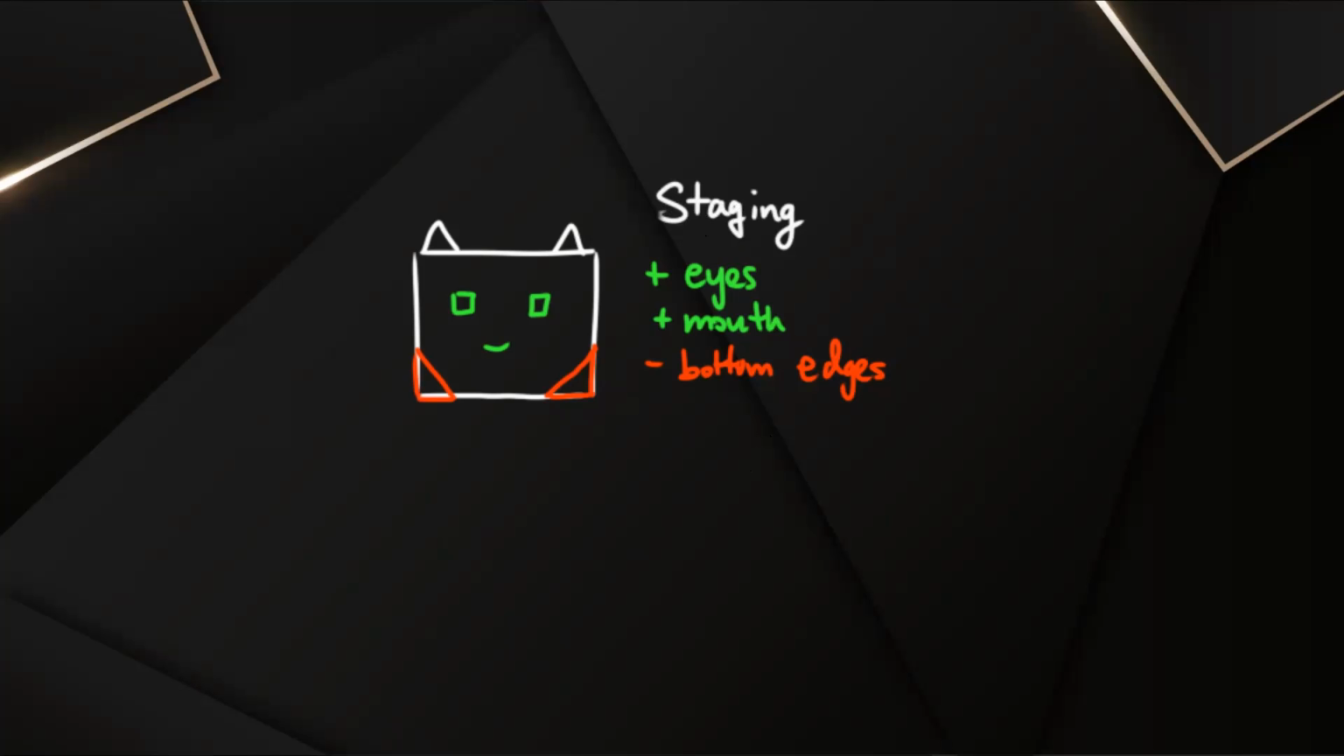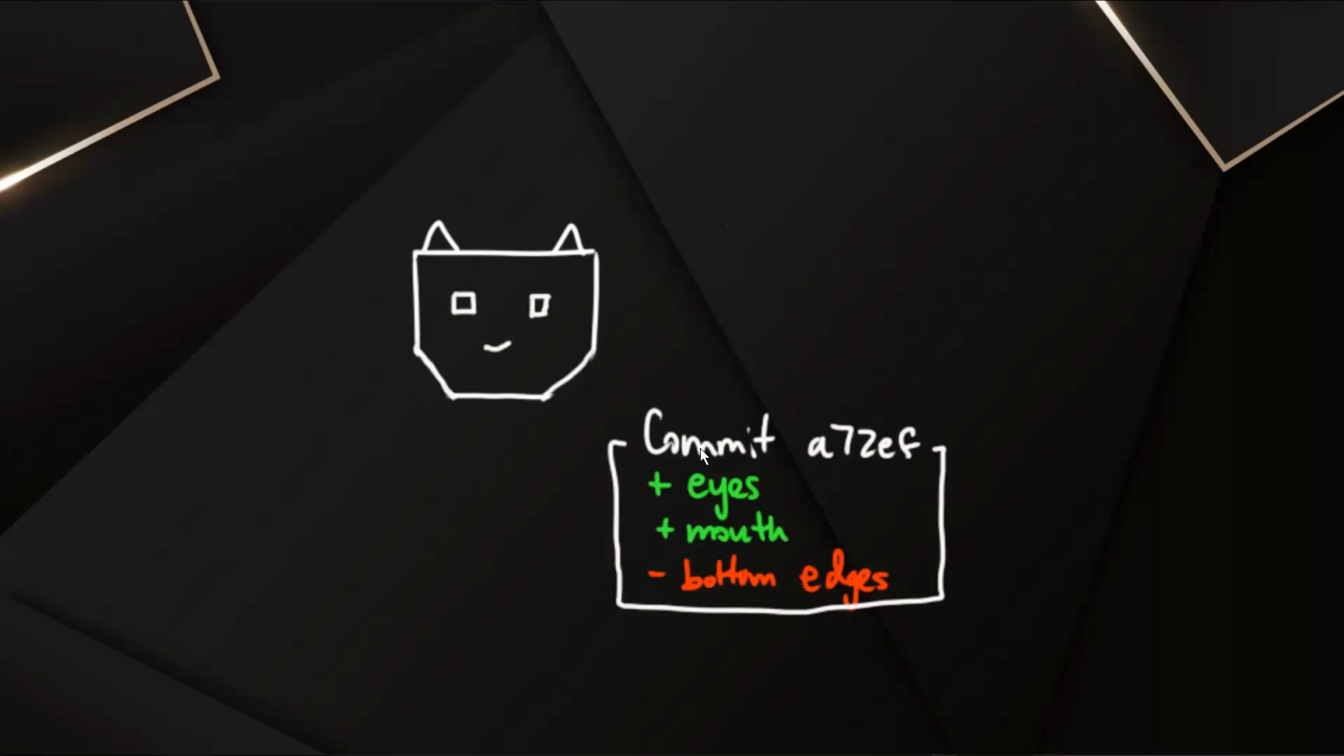But staging essentially is like a second layer where you can look at all of the files that you want to commit, and it's just kind of like a confirmation thing. And then we make the commit.